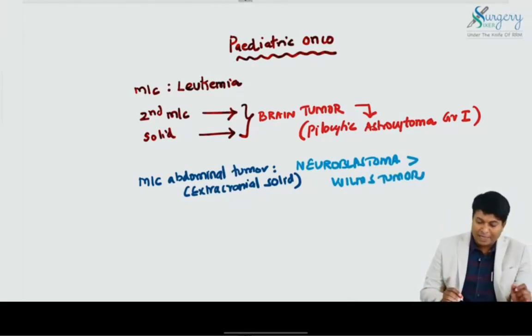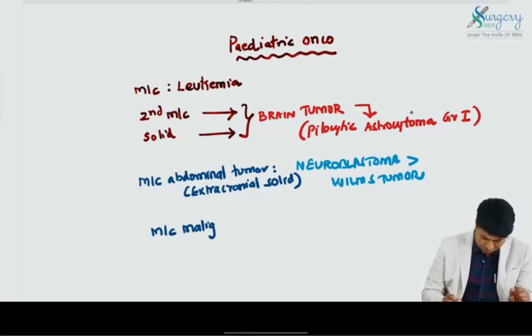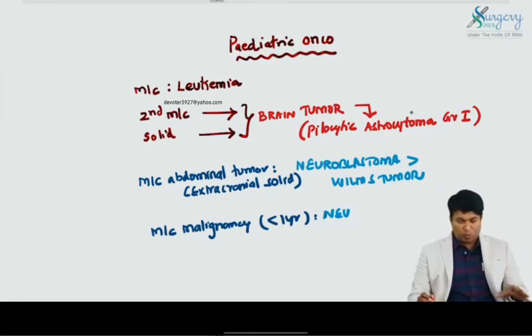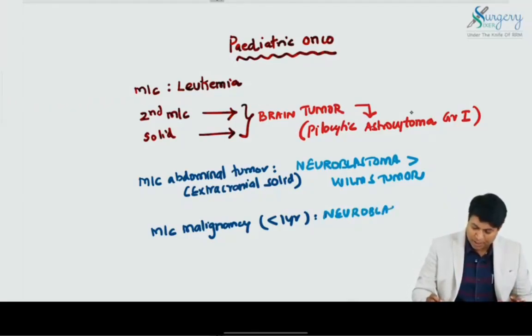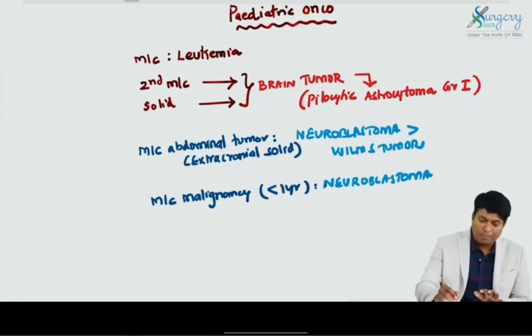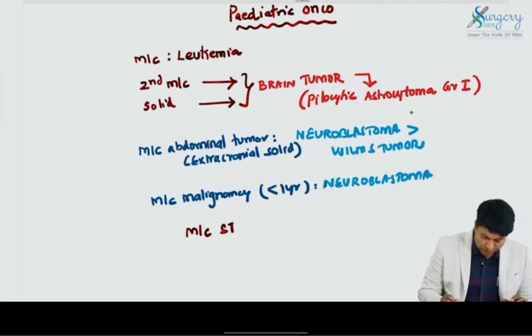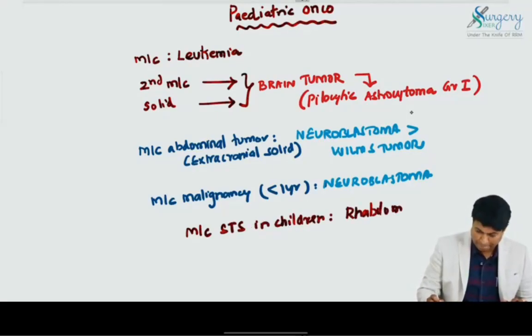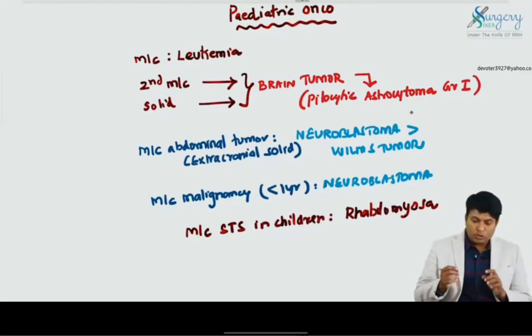The most common malignancy in children less than 1 year is neuroblastoma. So neuroblastoma has two MCQs: in pediatrics the most common abdominal tumor, and in infants the most common tumor overall. Please don't forget neuroblastoma. The most common soft tissue sarcoma in children is rhabdomyosarcoma.